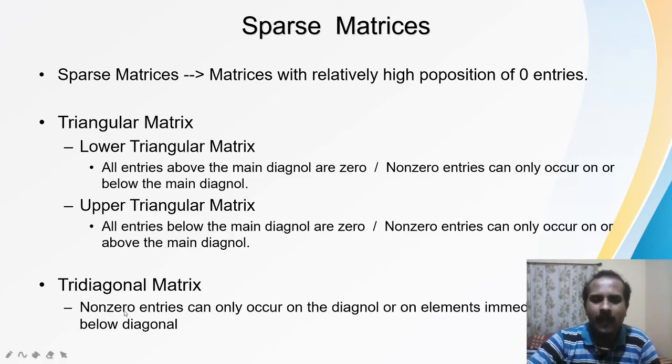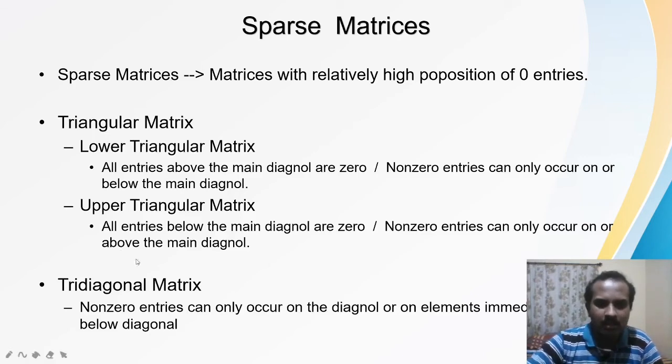Sparse matrix. A matrix with relatively high proportion of 0 entries is called a sparse matrix. Sparse matrix can be divided into two categories, that is triangular matrix and tridiagonal matrix. Triangular matrix can be again divided into two types, lower triangular matrix and upper triangular matrix. Now first let us see triangular matrix. What is triangular matrix? You are having the non-zero elements in the triangle shape, those are called triangular matrix.